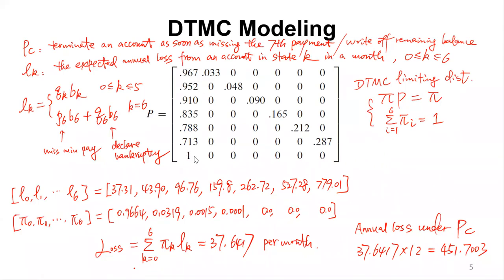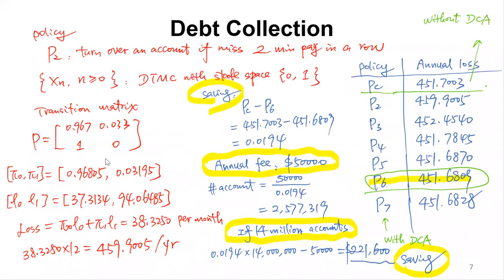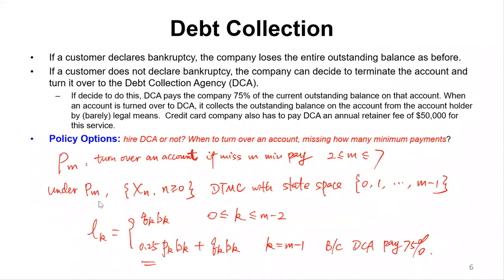You only have two states, 0 and 1. And then you go from 1 to 0. Okay. So this is 0.967, 0.033, and 1, 0. You only keep these two values, a 2 by 2 matrix, because you only have two states. So we can continue to calculate the limiting distribution and the loss in a month. So this is a loss. Okay.